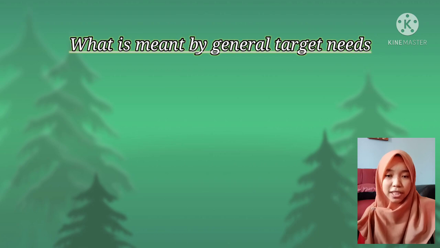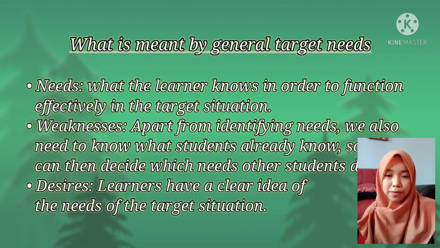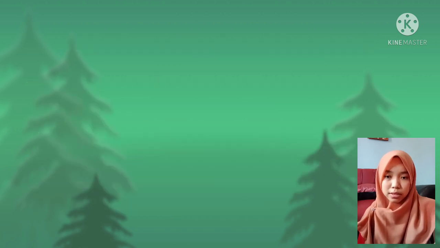What is meant by general target needs? The first, necessities. What the learner has to know in order to function effectively in the target situation. 2. Lacks. Apart from identifying necessities, we also need to know what the students already know, so that we can then decide which necessities the students lack. 3. Wants. Learners have a clear idea of the needs of the target situation.